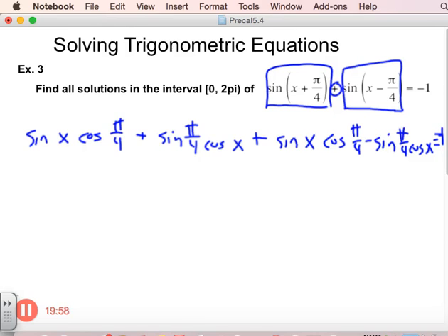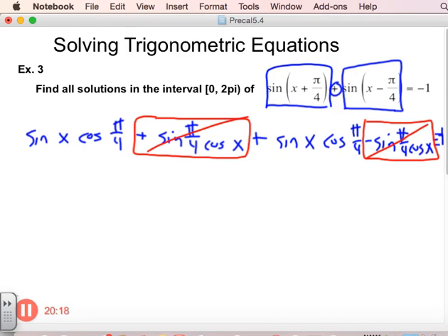the cool thing right here, though, is that we're going to have two things that will cancel out because we've got positive sine pi over 4 cosine x, and we've got a negative sine pi over 4 cosine x. So on these, a lot of times when you do them, things are going to cancel out. So we can cancel these two out and then take the two things that are left, and they're actually like terms, right? We've got sine x cosine pi over 4 plus sine x cosine pi over 4.